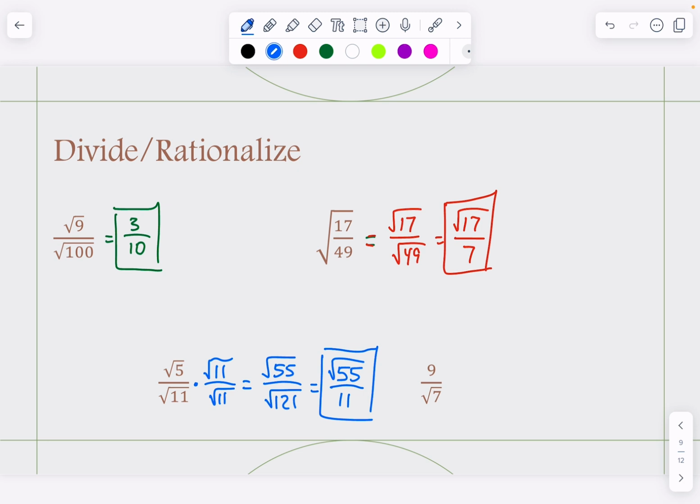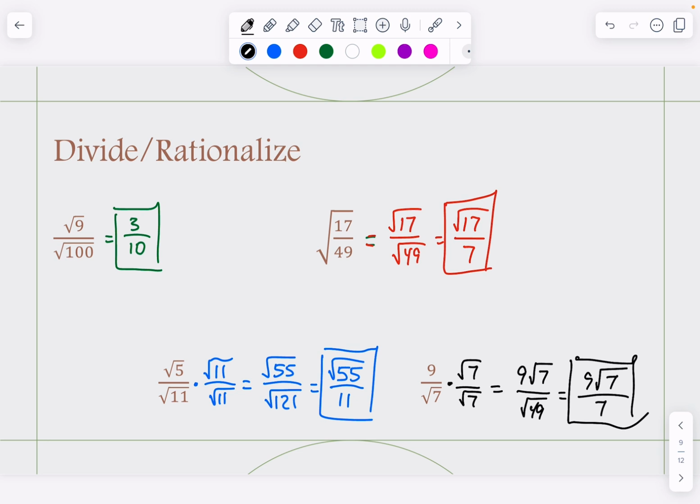We have to do the same exact thing on this last one, 9 over the square root of 7. My fancy form of 1 in this case is root 7 over root 7. Multiplying those, I get 9 root 7 over the square root of 49. The 9 root 7 is going to stay the same, and the square root of 49 is just going to be 7. And there you have it. Dividing and rationalizing. There will be 4 of those on your test.